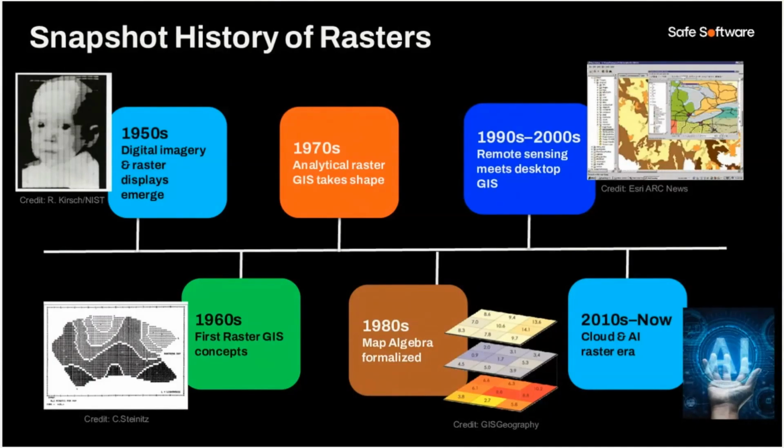In the 80s, map algebra was formalized, which gave us a mathematical framework for analyzing raster layers. By the 90s and 2000s, desktop GIS brought in remote sensing and raster processing capabilities. From the 2010s to now, cloud computing and AI have ushered in a new era where massive raster datasets can be analyzed at unprecedented scales.